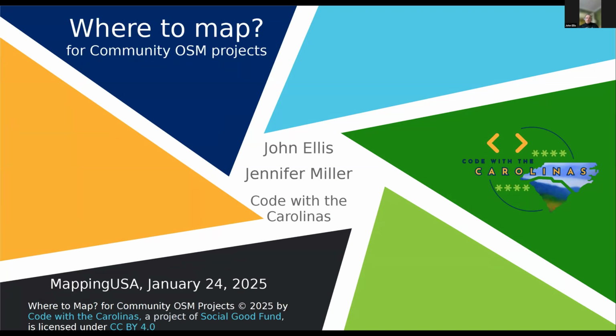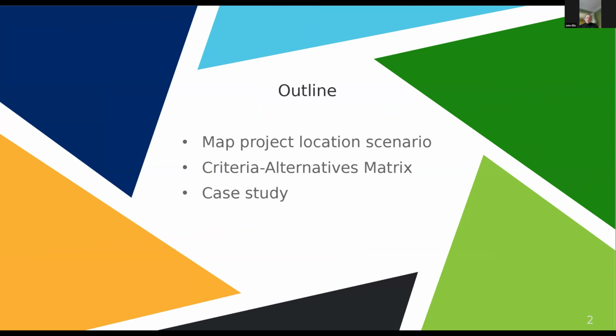And today we'll walk through the process of deciding where to map with a matrix example and a case study to guide us. First, we'll set the stage with a scenario that we oftentimes find ourselves in, which is starting a mapping project and finding a location. Then we'll introduce this criteria alternatives matrix, which really helps with transparency and decision making. And then finally, we will turn it over to Jennifer to walk through a case study of one of our projects and how we applied these principles.